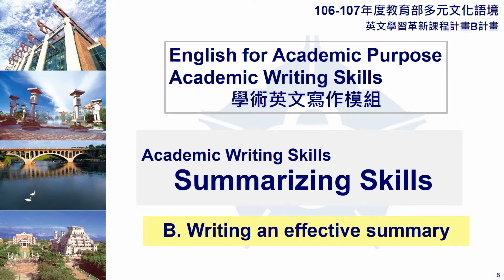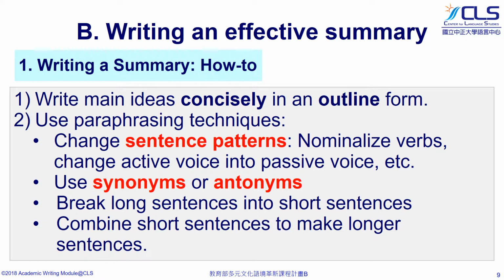Now, let's move on to learn how to write an effective summary. First, there are two steps to writing a summary. We need to write main ideas concisely in an outline form first, and then use paraphrasing techniques such as changing sentence patterns, using synonyms or antonyms, breaking long sentences into short sentences, and combining short sentences to make longer sentences.